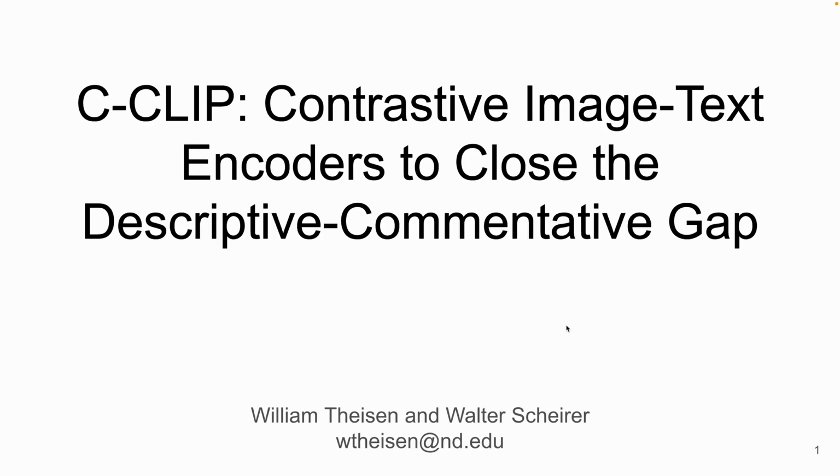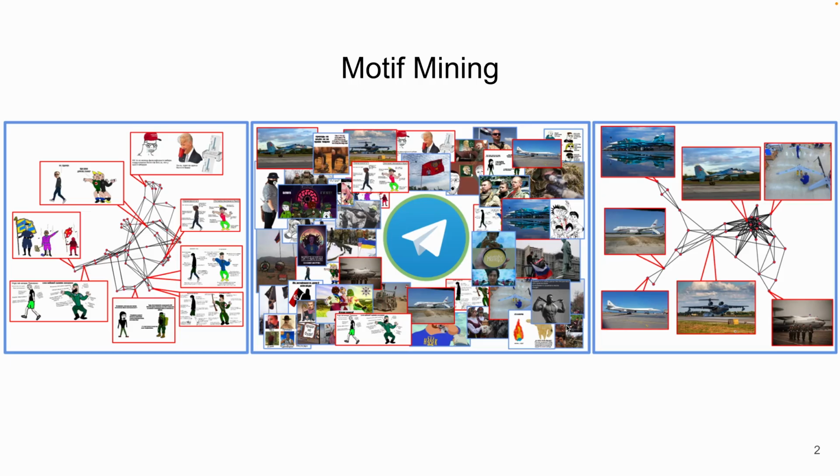This is about our work C-clip, contrastive image-text encoders to close the descriptive-commentative gap. I'm William Theisen, and this is published with Dr. Walter Scheirer, and we are out of the Computer Vision Lab at the University of Notre Dame. My email address is at the bottom of the slide. If you have any questions, please feel free to reach out.